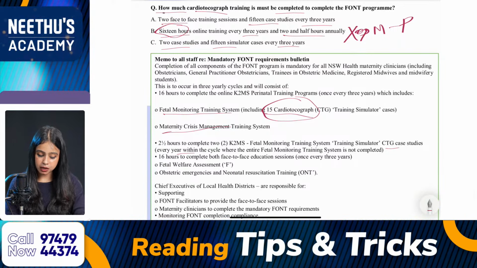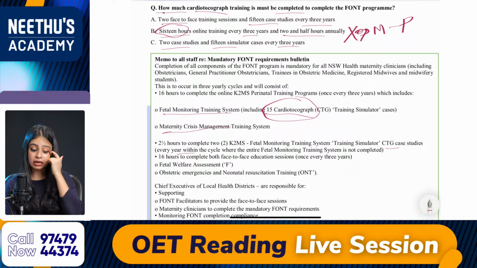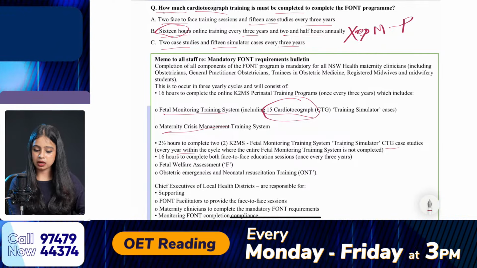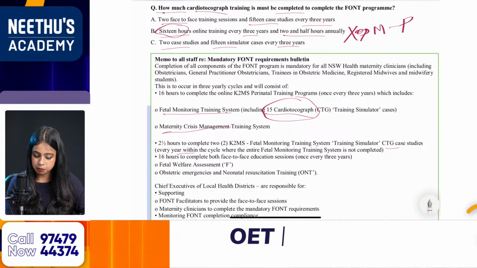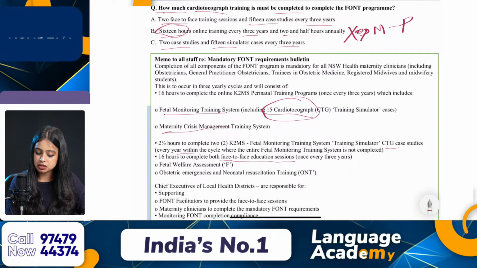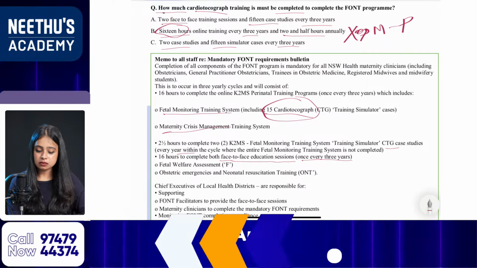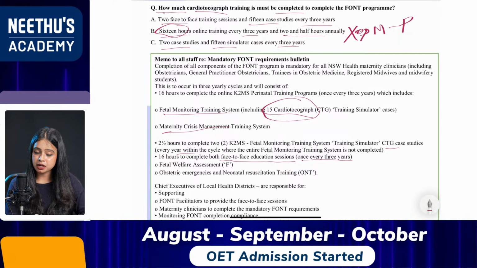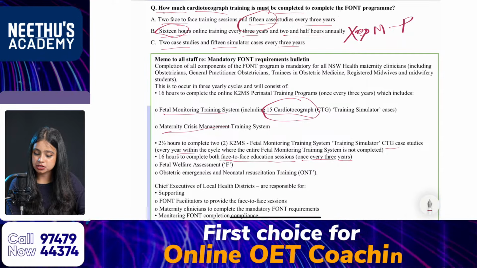Kavita says B, once in every 3 years, option A. No dear, actually 2 face-to-face is mentioned in option A. See this particular point. I'll show you: 16 hours to complete both face-to-face education sessions once every 3 years. So it means the face-to-face session is there. But why are we eliminating option A? It is already mentioned, 15 cases.